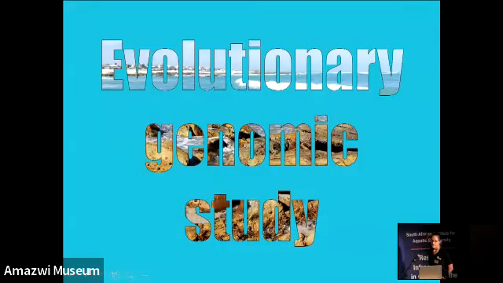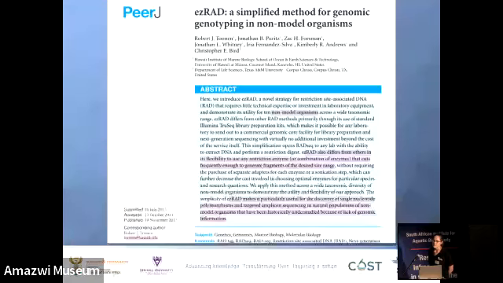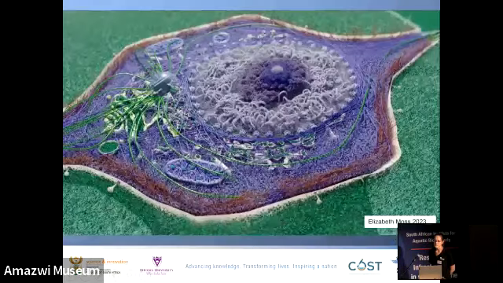The second chapter took the form of an evolutionary genomics study. And here I extracted DNA from the intestinal tissues of the urchin, which was followed by library preparation using EasyRAD, a versatile method for restriction site-associated sequencing that is suitable for non-model organisms, which my species is.